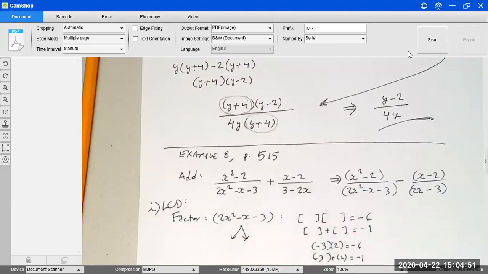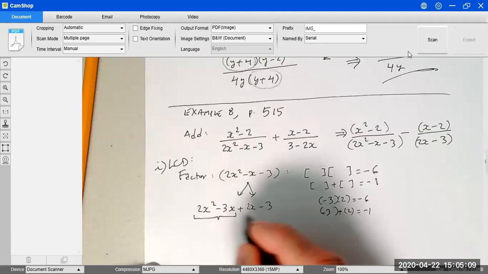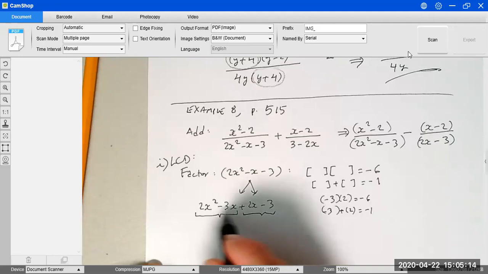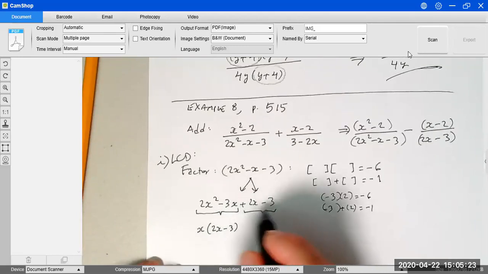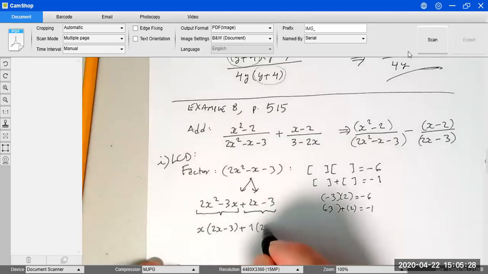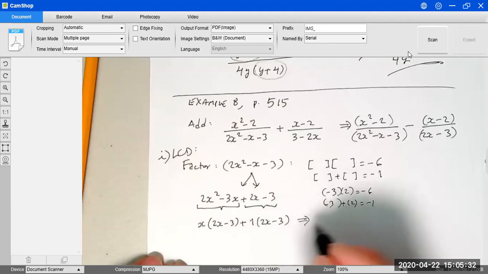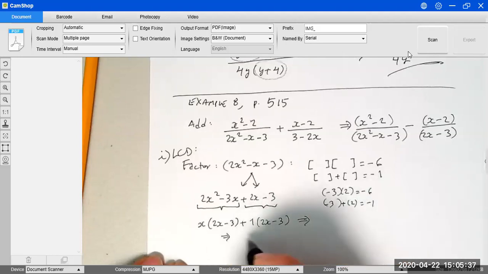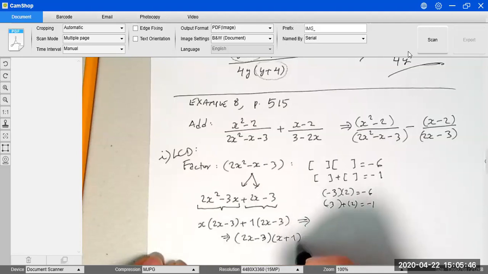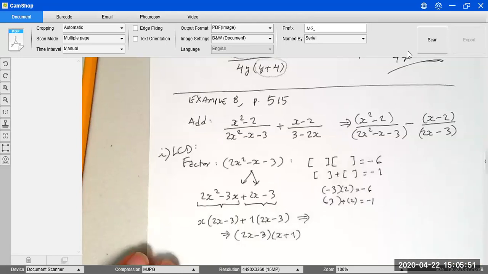So we're going to break this in the following way. You get 2x squared minus 3x plus 2x minus 3. Now we can do our factoring by grouping. So the only thing that you can factor out of this first group is x that multiplies 2x minus 3. The only thing that you can factor out of this group is just 1, times 2x minus 3. So this is going to give you this factor. 2x minus 3 is the common binomial, and x plus 1 is the other binomial that includes the greatest common factors from the factoring by grouping.